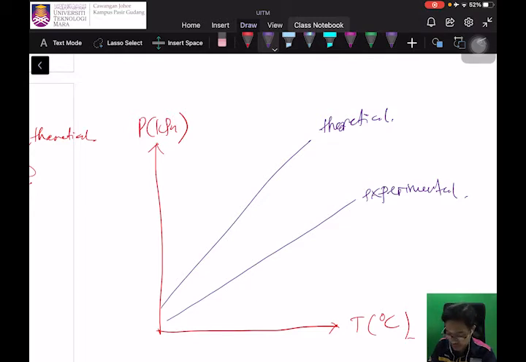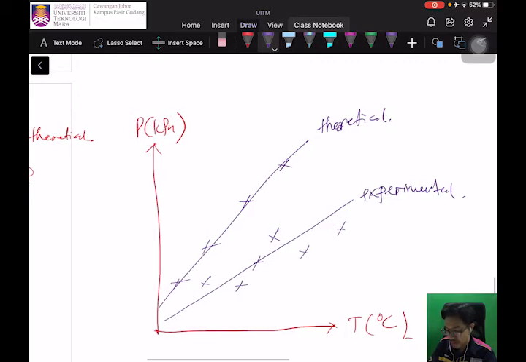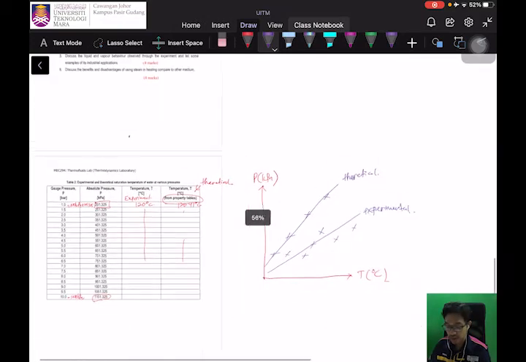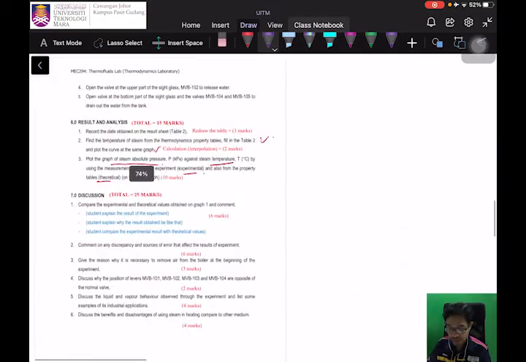But in your experimental value, maybe you will get scattered data and you need to fit it using some fitting curve, or this one is a linear curve, right? So this is a linear graph. It should be a linear graph, and then you need to get the variation of your temperature between the theoretical and the experimental, and then you need to explain it. Okay, so that is the experiment of this lab.